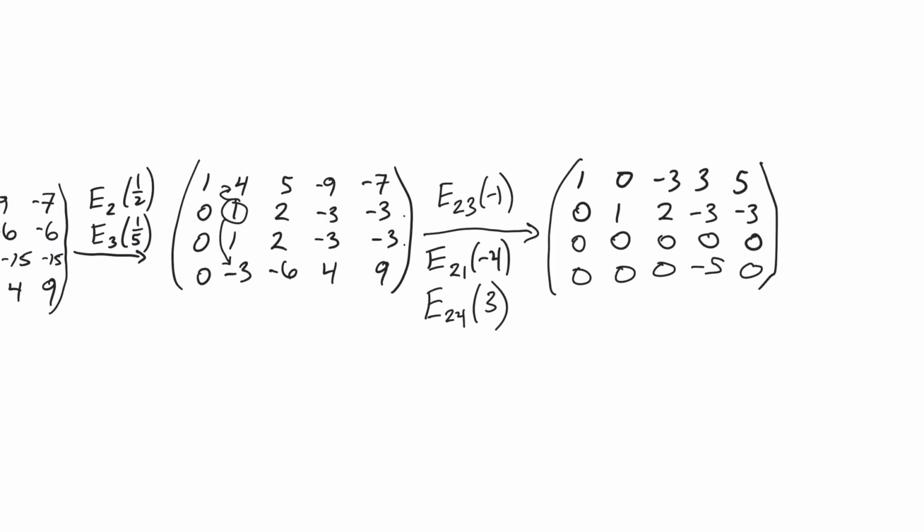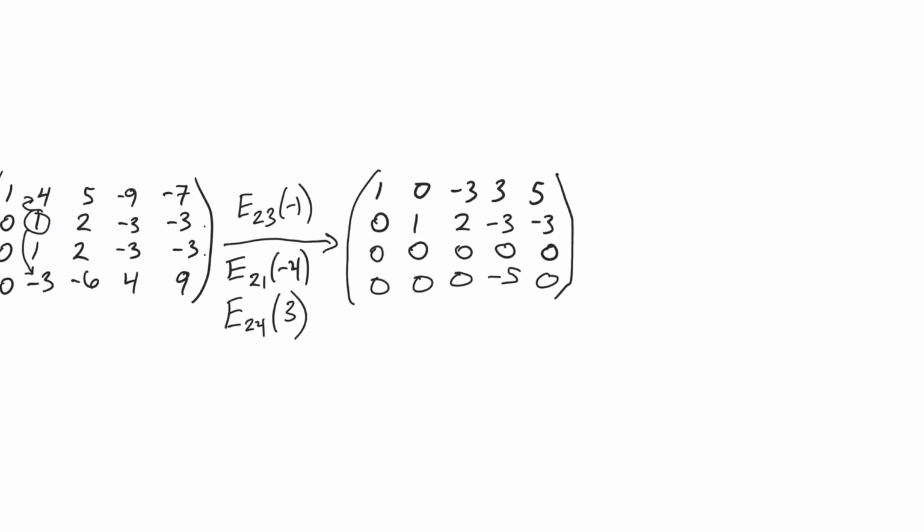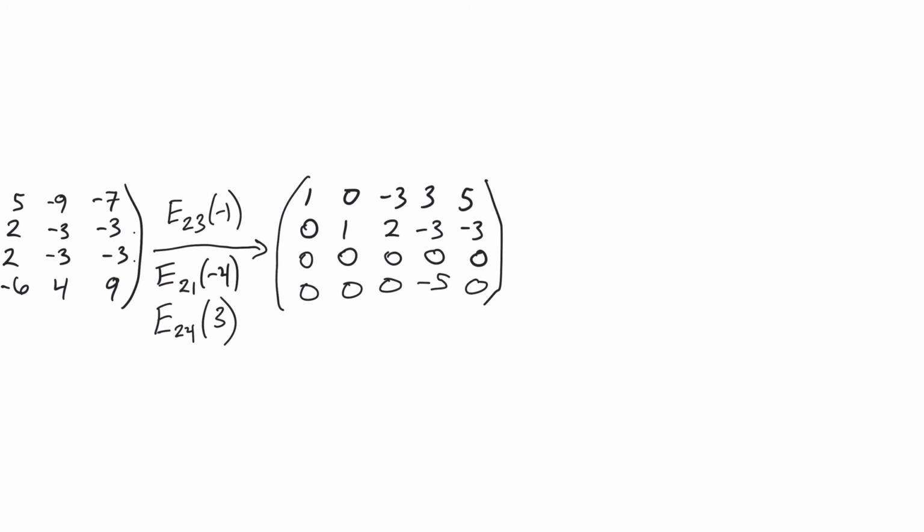All right. What I have now is something very close to echelon form. This -5 here needs to be a 0, or a 1 rather. So what I'm going to do is multiply row 4 by a -1/5. And while I'm at it, swap rows 3 and 4.